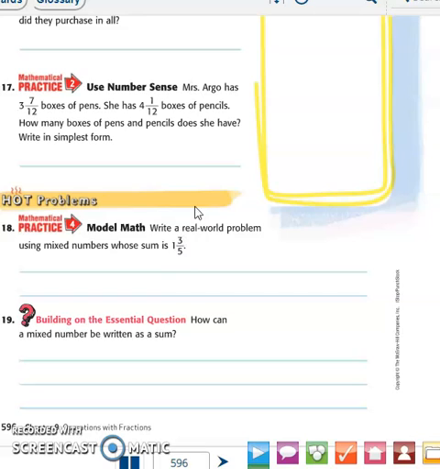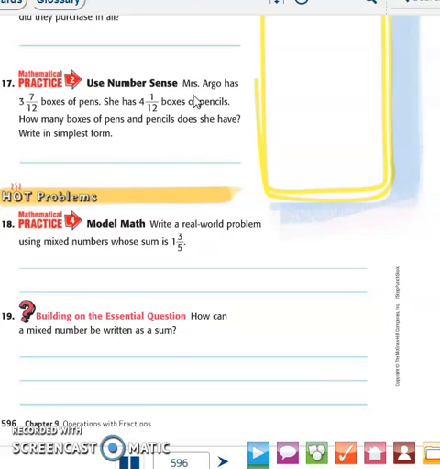And then you're just going to create your own story and have it use that keyword that tells you that you're going to find the sum, which is adding, and this needs to be the answer for whatever problem you create. And there's many different options for you there. If you're stuck, go back and look at the examples we've got above.